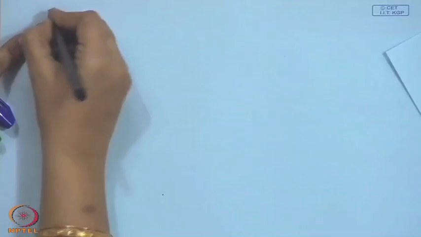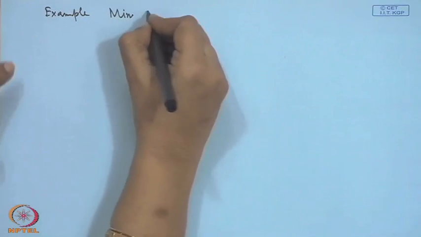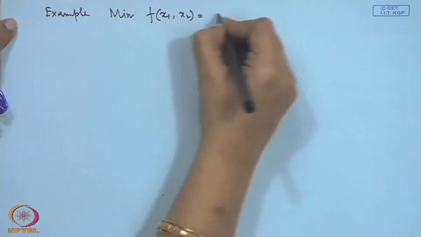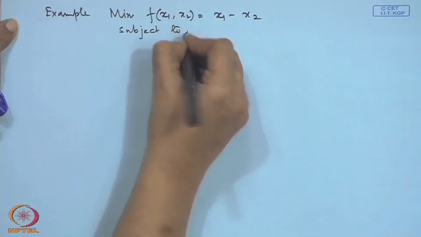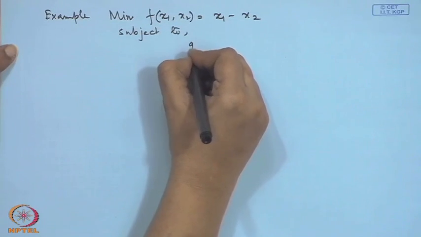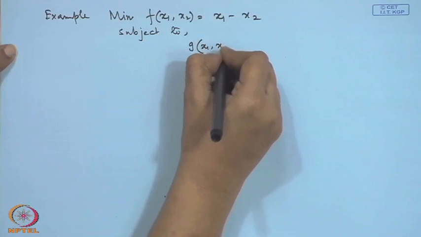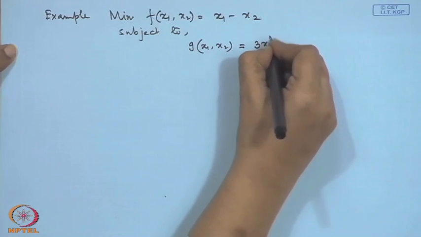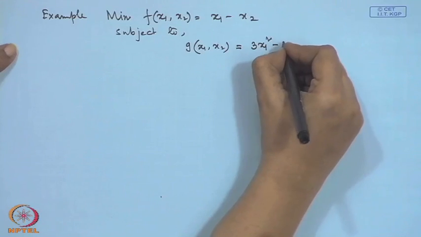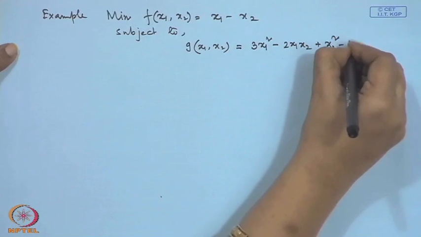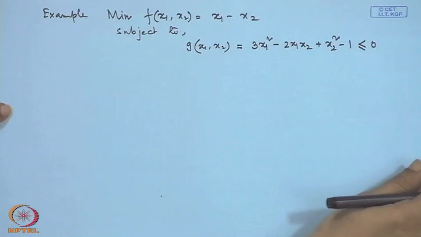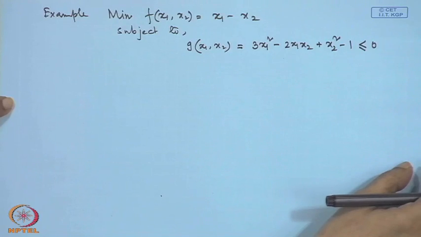Let us consider a nonlinear programming problem, that is minimize f(x1, x2) equal to x1 minus x2. We have considered a linear objective function, that does not matter, we can consider nonlinear as well, and there is only one constraint G. This problem I have taken from the optimization book written by S.S. Rao. This is the constraint for us.